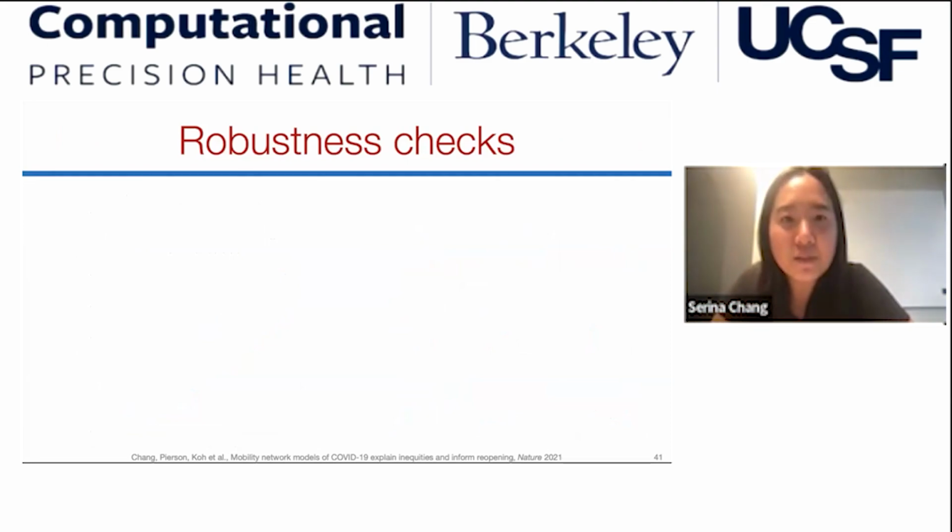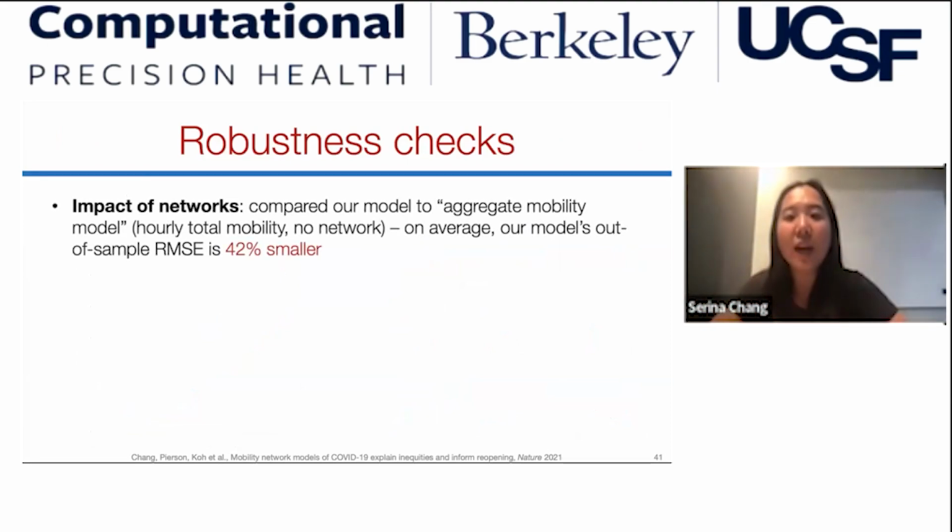And so we also conduct a series of robustness checks showing that it really is the networks themselves that are enabling the model to fit the curves. We compare our model to an aggregate mobility model. So the aggregate mobility model takes in the hourly total mobility, but no network. And so that basically means it's able to capture the massive drop in mobility in March when everyone started socially distancing. So it can capture changes over time, but it doesn't see where those visits are getting distributed to. So which CBGs are actually visiting which POIs. And we find that this network information on top of the hourly totals is quite important, and our model's RMSE is significantly lower.